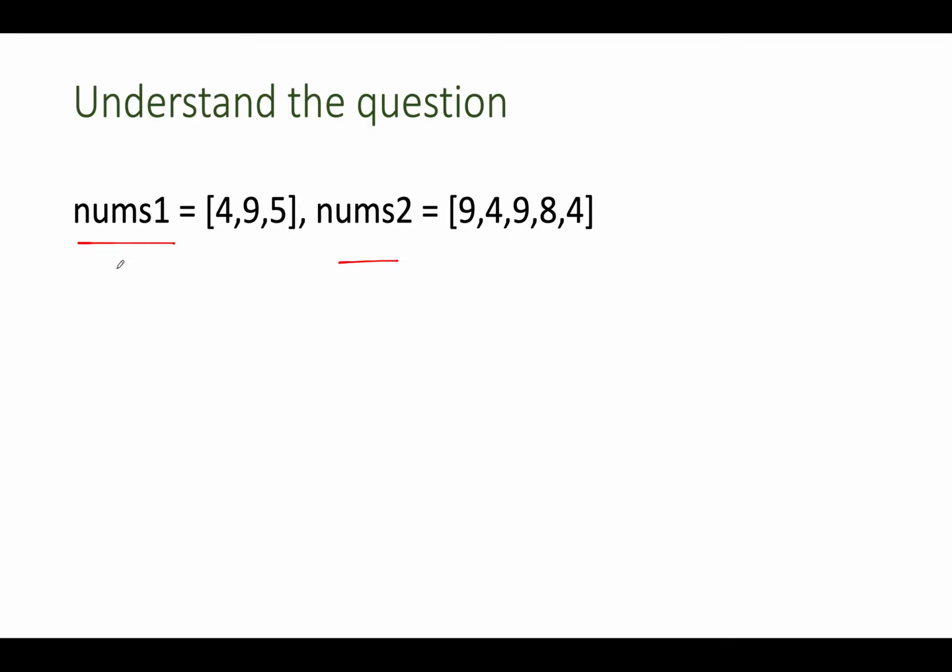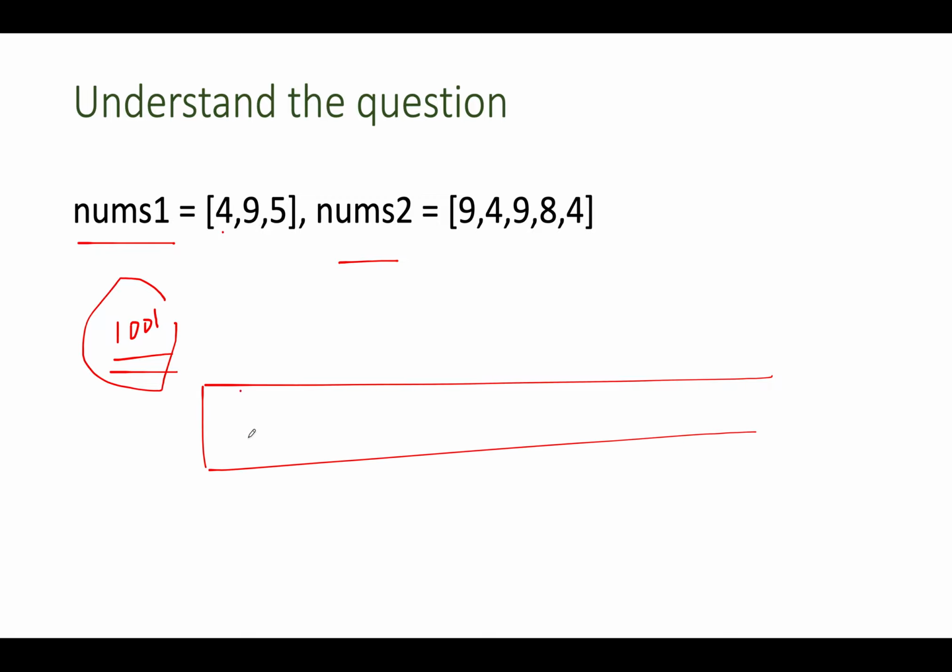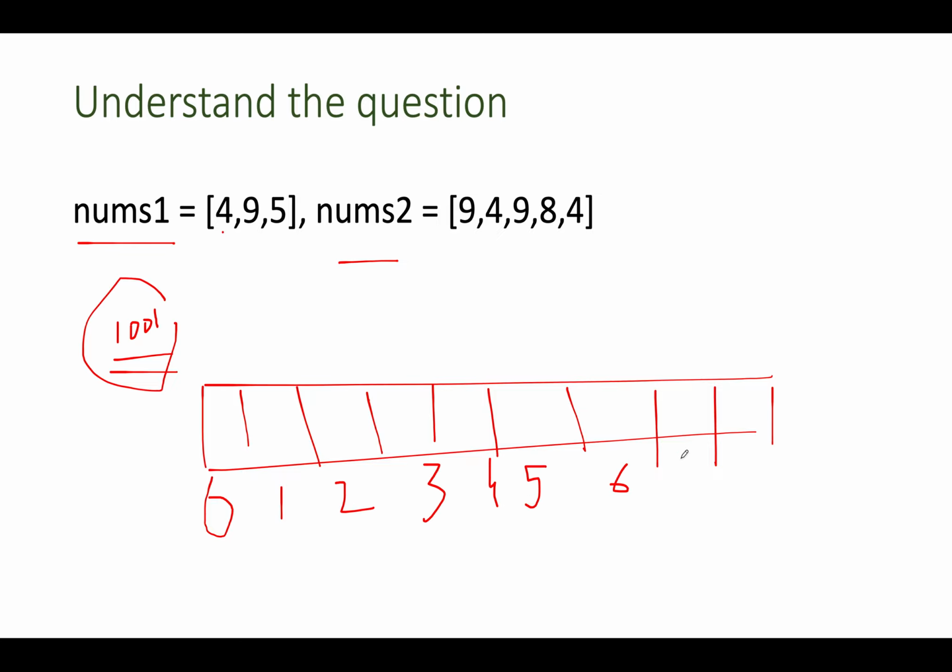What would be the size of the frequency array? The size of the frequency array would be equal to 1001, because in the question it was specified that all the elements lie within the range of 0 up till 1000. That is the reason we are creating the frequency array of size 1001. So let's try. We have 4, 9 and 5. So let me just write an input array starting from 0 up till 9, and it will extend up till 1001. So we have 0, 1, 2, 3, 4, 5, 6, 7, 8, 9. I'm not showing all the other elements, but they do exist.